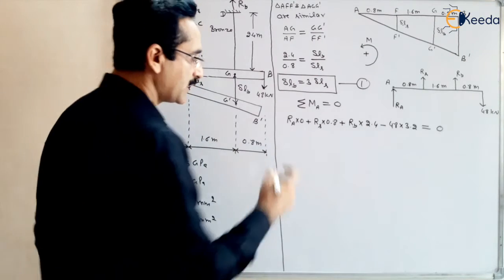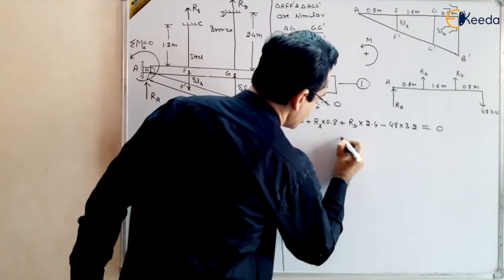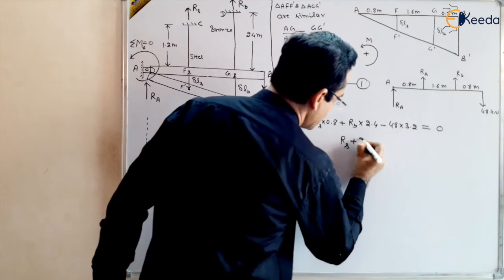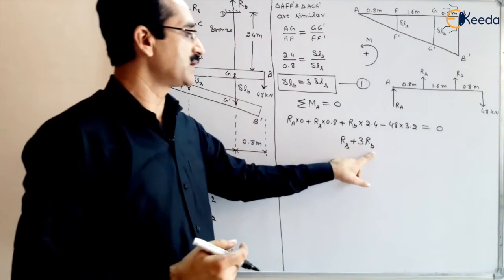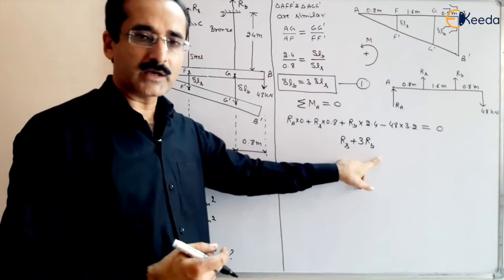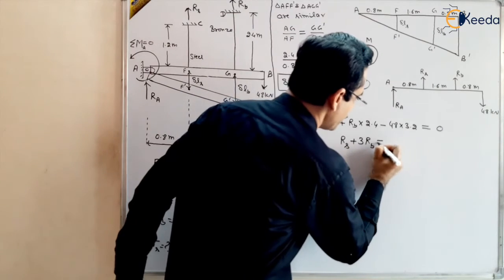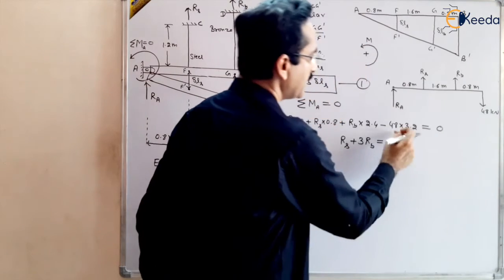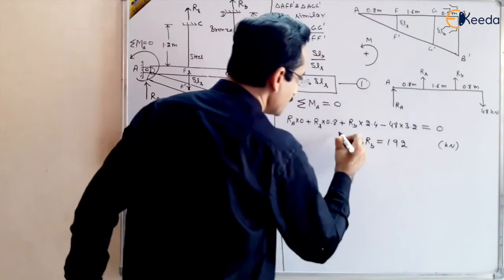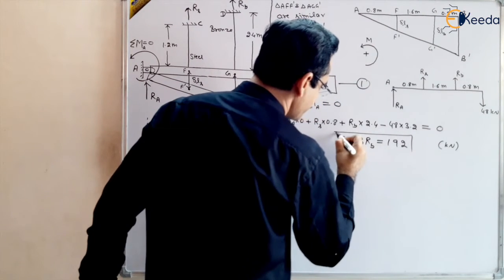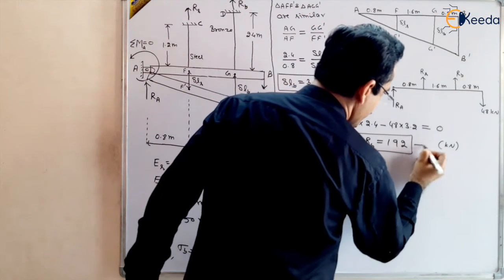So Rs plus 3Rb, you will get here, solve it. Rs is the reaction at steel and Rb is the reaction at the bronze. Rs plus 3Rb will be equal to 192. And we are taking kilonewton, so this is in kilonewton basically. So this is another equation, equation number 2.